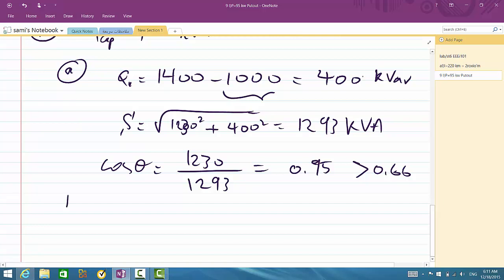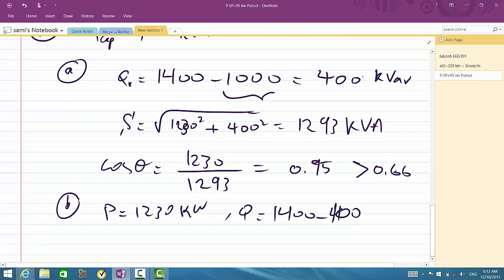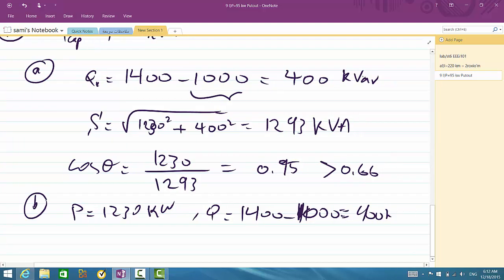Now for part B, the active and reactive power supplied by the primary feeder after installing the capacitor bank. So P will not change, it will be the same, 1230 kilowatt. The new Q will be 1400 minus 1000. The new Q is 400 kilovar.